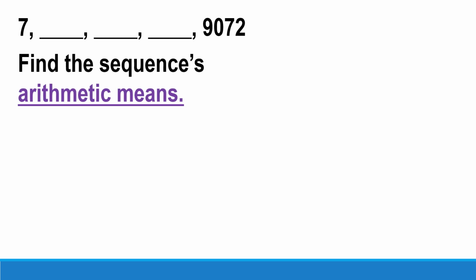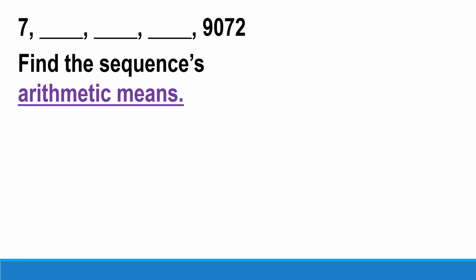With this particular sequence, I have a first term, I have a last term, and I have three missing terms in between. I need to figure out what those missing terms are. Those terms are called means. But because there's multiple ways to do a sequence, I need to be more specific. I need to say that I'm looking for this sequence's arithmetic means.